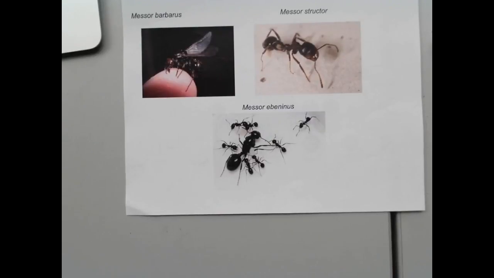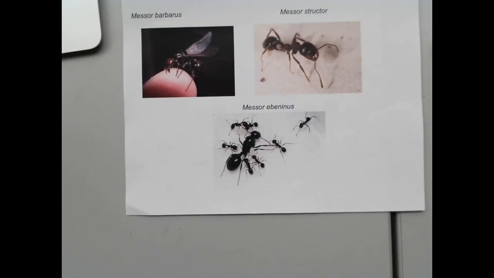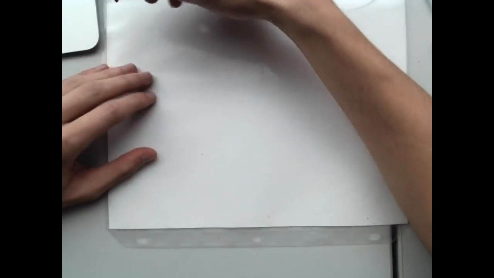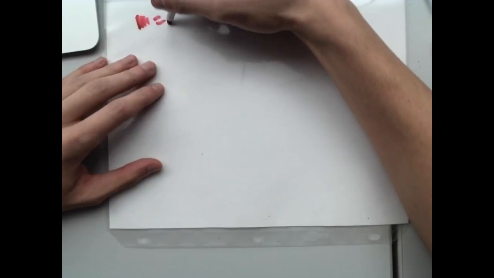Anyways, social hybridogenesis is an unorthodox reproductive system in which 3, rather than 2, reproductive partners are needed to produce and maintain a fertile colony. Okay, so in social hybridogenesis, within a colony, there exist queens and males of one lineage, queens and males of another distinct lineage, and workers who are hybrids of the 2 lineages. So let's have red represent, let's call it, the red lineage.